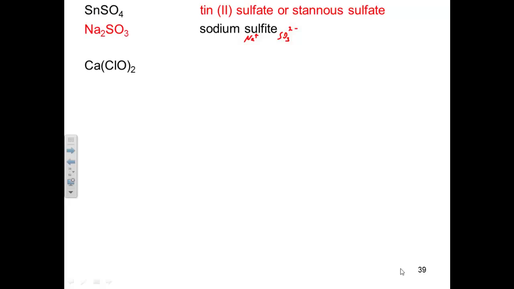Ca open parentheses ClO close parentheses 2. Well, I need to know that calcium is always a +2 charge, so I don't need to put any Roman numerals, but I need to figure out what ClO is. That's one of the polyatomic ions. That's your hypochlorite ion. So this would be calcium hypochlorite.